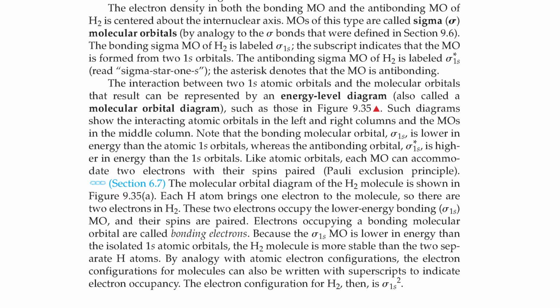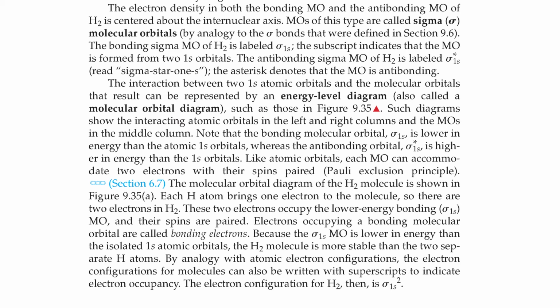The interaction between the two 1s atomic orbitals and the molecular orbitals that can result can be represented by an energy level diagram, also called a molecular orbital diagram, such as those in figure 9.35. Such diagrams show the interacting atomic orbitals in the left and right columns and the molecular orbitals in the middle column. Note that the bonding molecular orbital sigma 1s is lower in energy than the atomic 1s orbitals, whereas the antibonding orbital sigma star 1s is higher in energy than the 1s orbitals. Like atomic orbitals, each molecular orbital can accommodate two electrons with their spins paired.